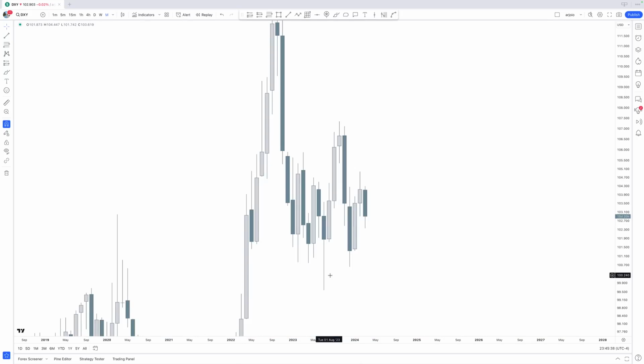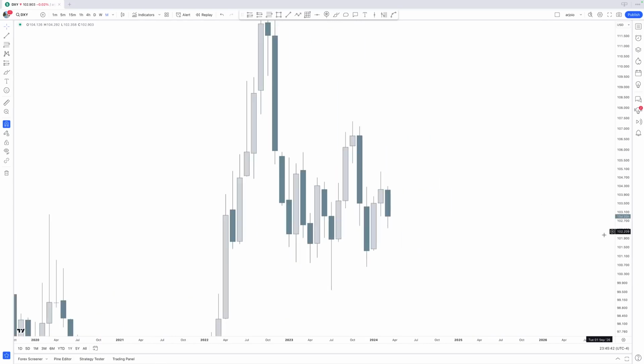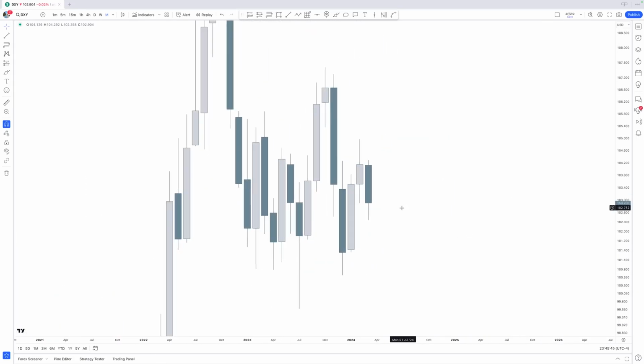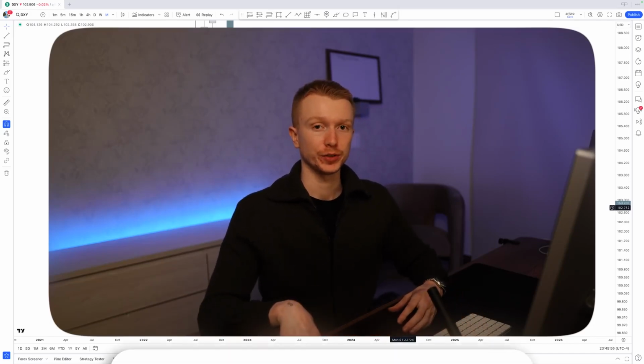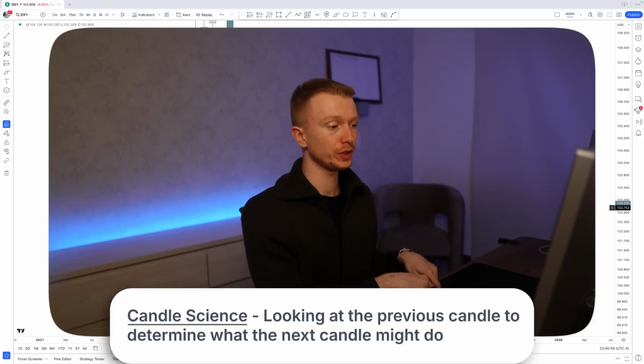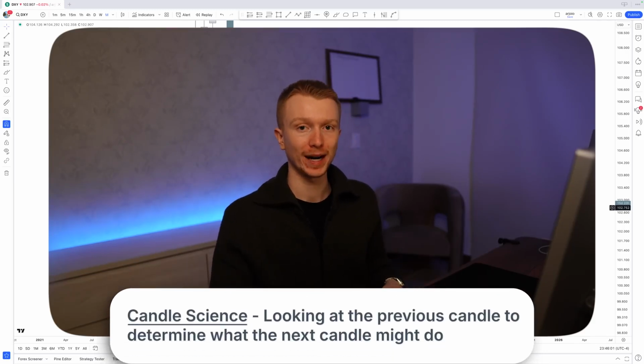So in order for me as a scalper, day trader, swing trader to find that draw on liquidity, I want to focus on what the most recent candles can do. So ideally, the current candle that's forming and the next candle after this candle closes. So what I like to refer to is a concept called candle science. And candle science is where you look at the previous candle to know what the next candle might actually want to do.